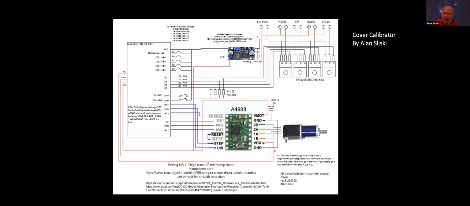This is just a slide of one of Al Slisky's schematics, of his cover calibrator that he's been working on now. The cover calibrator will flip out of the way when you don't need it, and under software control, flip into the front of the telescope when you do need it. Next slide.